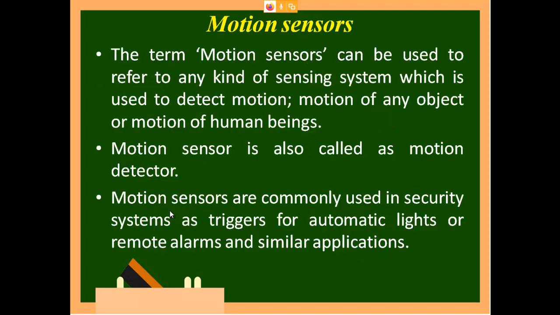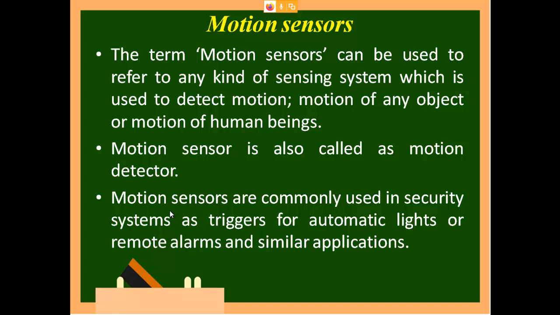Okay, so the term motion sensor can be used to refer to any kind of sensing system used to detect motion, a change from one position to another, motion of any object or motion of human beings. When a person is moving from one location to another, we identify that there is some change, and that is called a motion sensor. It is also called a motion detector. So any movement, we can detect.